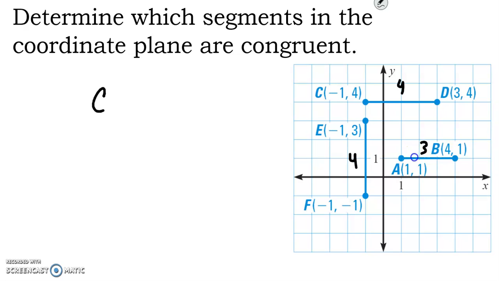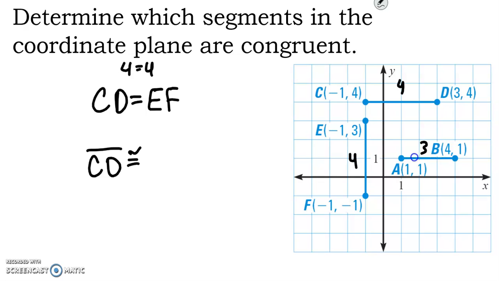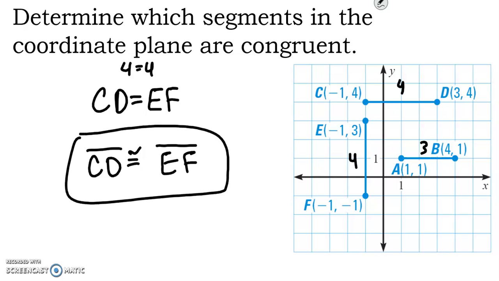So we know that CD equals EF. Their lengths are equal because 4 equals 4. And then we can say that segment CD is congruent to segment EF. And that's what they were asking. Determine which segments in the coordinate plane are congruent.